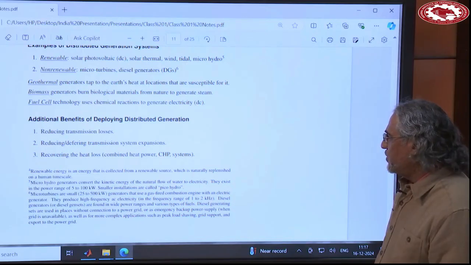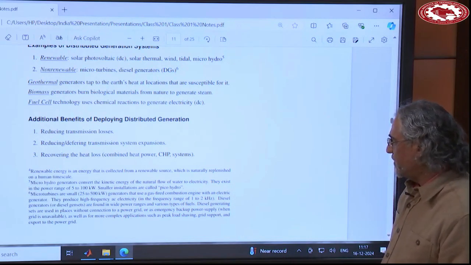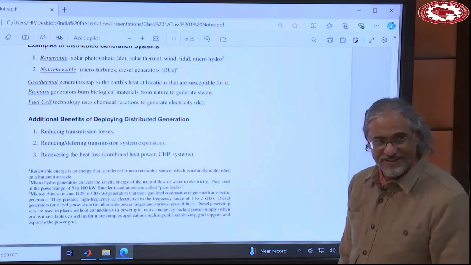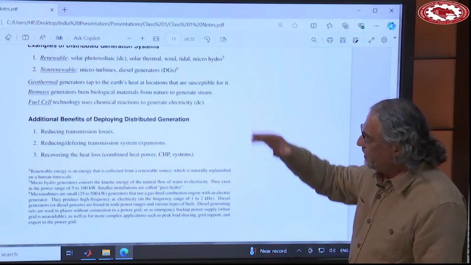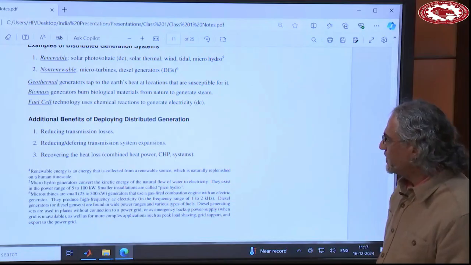Fuel cell technology uses chemical reactions to generate electricity. That is also another technology that we can consider as renewable, even though the terminology differs from PV to fuel cell, so not exactly the same, but still we can consider that.